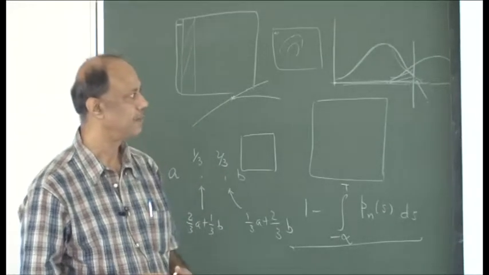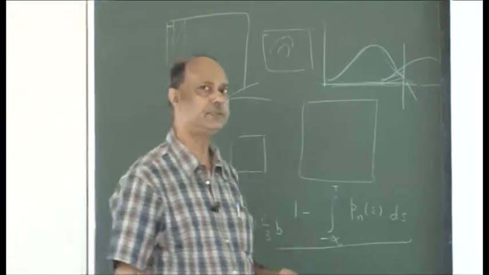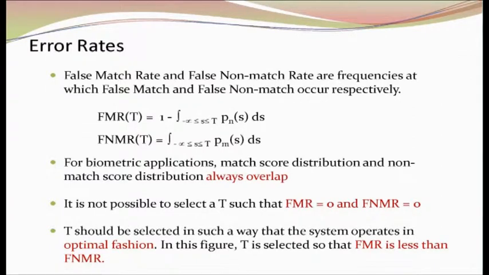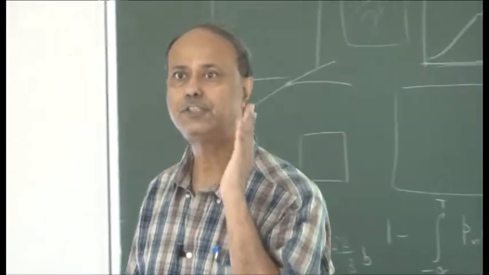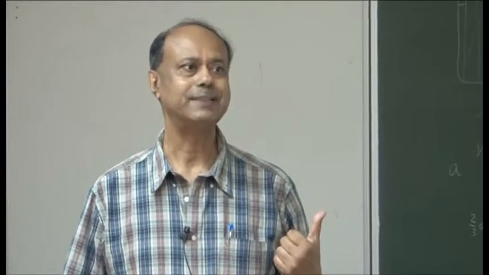Okay. So, again if you see the distribution, you observe that there will be overlap. You will not get a situation where both FMR and FNMR are 0, because there will be an overlap, because this is a pattern recognition problem. So, the only thing is that you have to select the T. Based on that, you have to tell what should be my false match rate or what should be my false non-match rate.